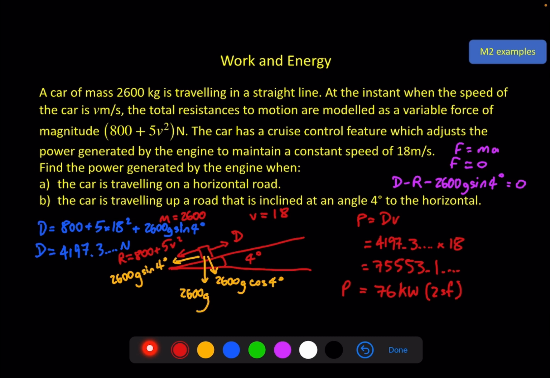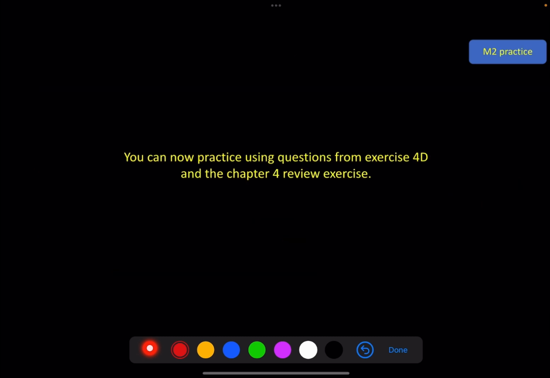And that is the final example for this chapter. I hope that's enough for you to have a go at the questions in exercise 4D for questions about power specifically, and also the chapter 4 review exercise for all of this chapter. Maybe I'll see you for chapter 5.